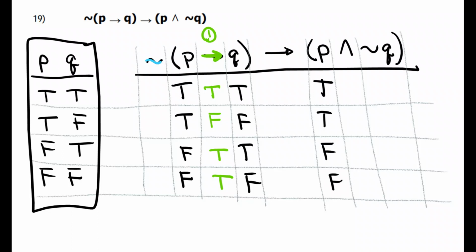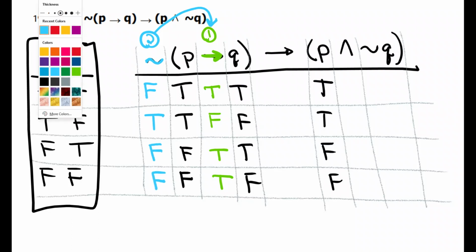And then if I continue on, the parentheses has a negation on it. So if I do that, I'm going to negate what I just did in the green. And the green is true, false, true, true. So the negation would be false, true, false, false.